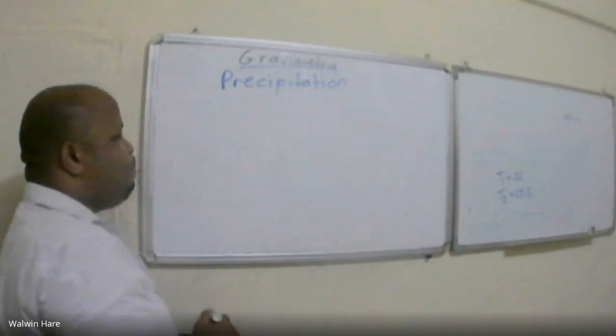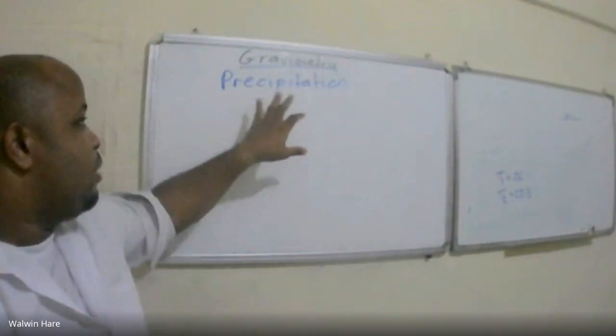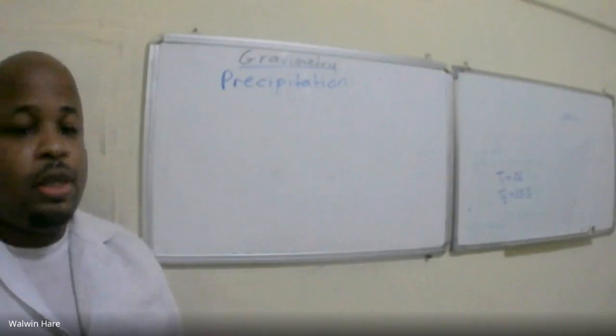So does anybody remember what happens in terms of the procedure when we are doing precipitation gravimetry? Does anybody remember any of the steps? Or what is the purpose of it?